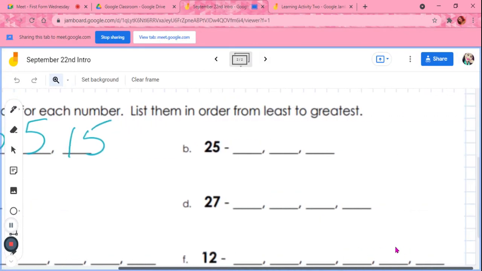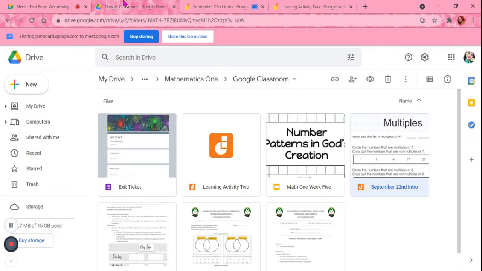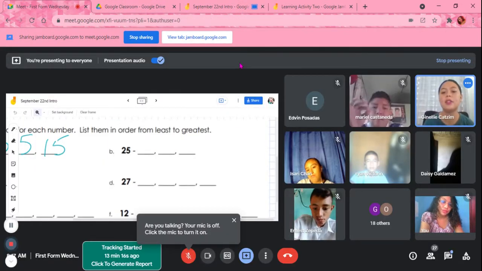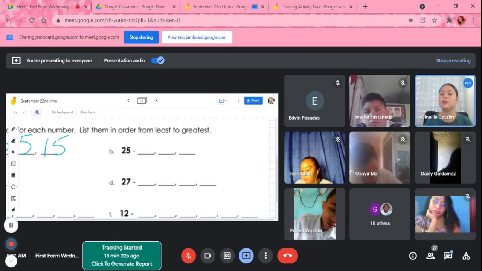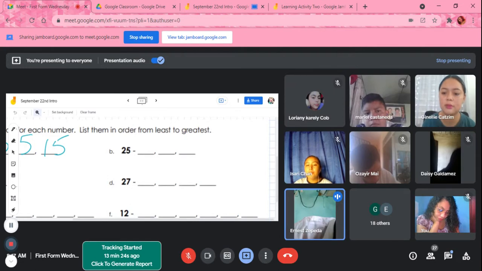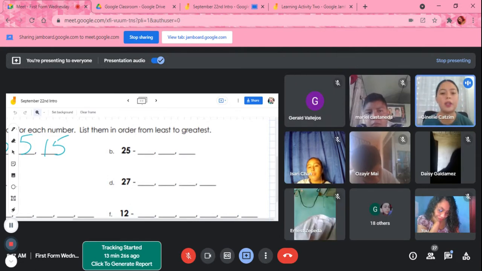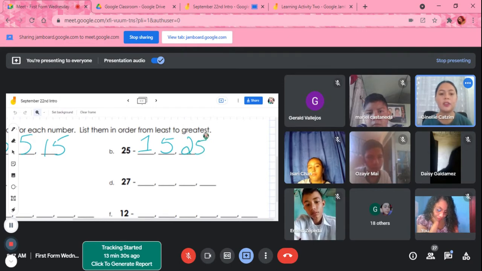Now, B, we have 25. Which are the factors of 25? By 1, by 5, and 25. Very good.